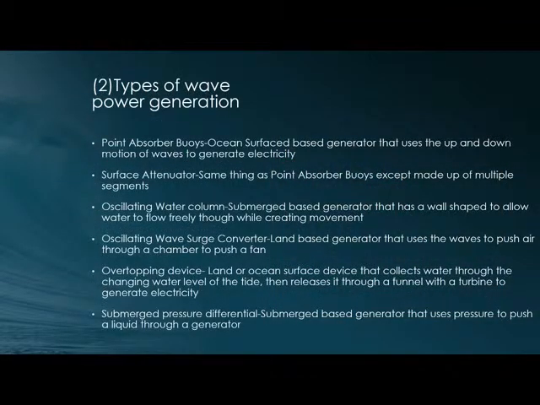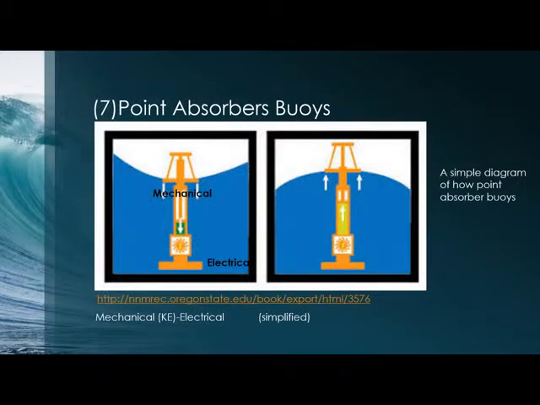So there are many types of wave generation, but I'm only going to be talking about one today, which is the point absorber buoys. Point absorber buoys work by taking the wave's mechanical energy, raising the buoy on the top, which is mechanical kinetic energy, pushing down the pump, which then pushes water through a turbine, which creates electrical energy.